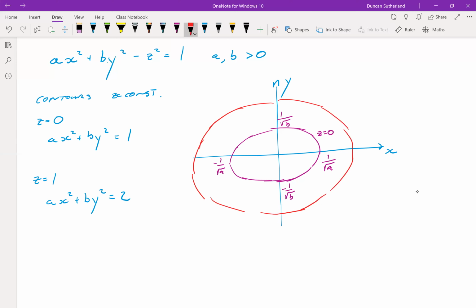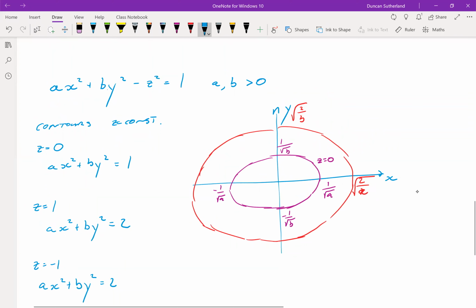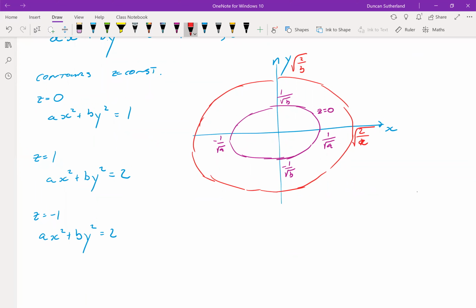Z equals minus 1. Because we've got a squared there, we're just going to get exactly the same thing. Right? Squaring minus 1, it's just 1, so we take it over, we get a 2. So this red line actually represents the z equals plus or minus 1 contour, and the purple line is z equals 0. All right, so that kind of tells us that this thing is symmetric in z, right? So z equals 0 is a plane of symmetry.